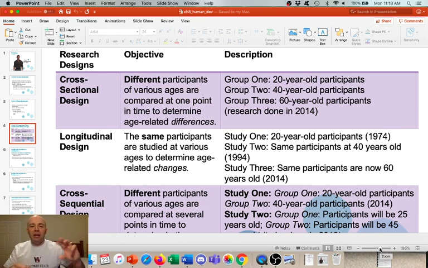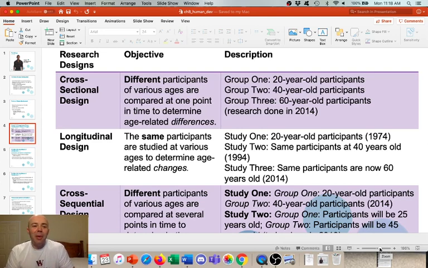Cross-sectional. So you take different people of various ages and you compare them at one point in time to determine age-related differences. Let's do this. Let's have fun with this. What if I said, let's use social media as a research question. What are the differences in use of social media, specifically Facebook, amongst 20-year-olds, 40-year-olds, and 60-year-olds?